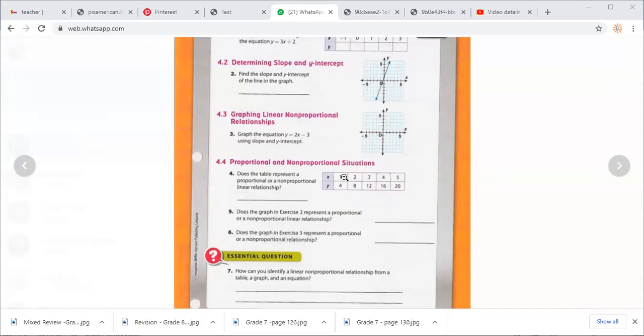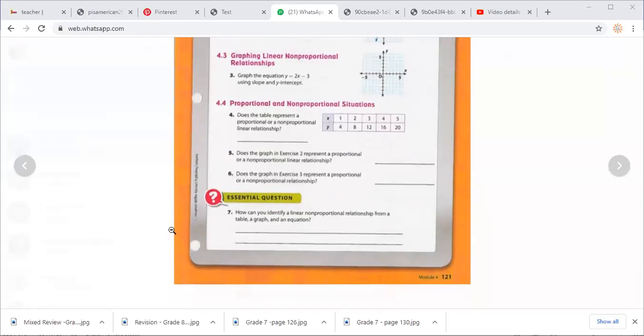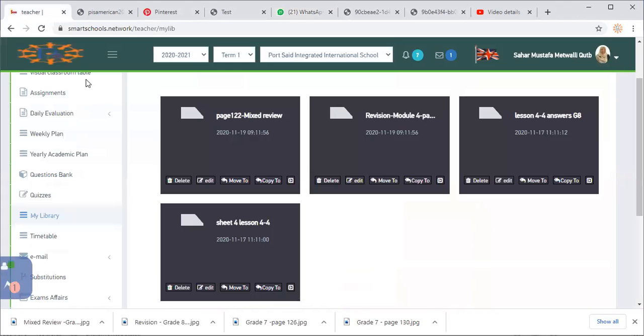Okay, second part, in the graph, the y-intercept for sure will not be equal to 0. And from the equation, when would you say that this one is non-proportional? The equation doesn't have what? It doesn't have b, or b equals 0, the y-intercept equals 0. Okay, did you understand this part? Yes.